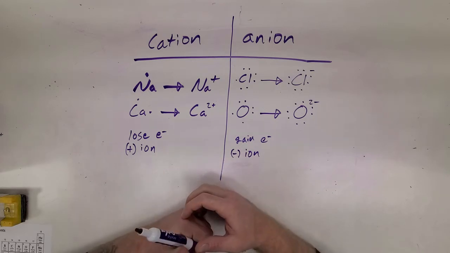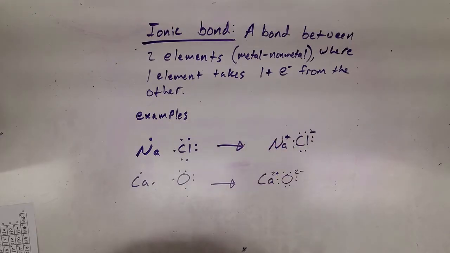Now let's take a look and see how bonding works. An ionic bond is just a bond between 2 elements, typically metals and nonmetals, where one element takes one or more electrons from the other. If we look at an example here, throughout the periodic table, the most common thing a metal becomes when it does become an ion is a cation. Metals typically lose their electrons. Nonmetals typically gain electrons. They become more negative when they become an anion. And this is usually the case throughout every sort of example that we could look at.